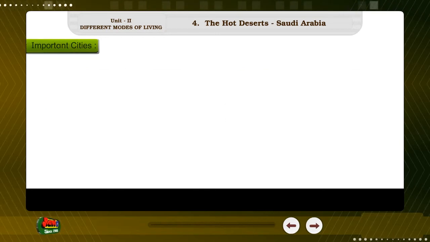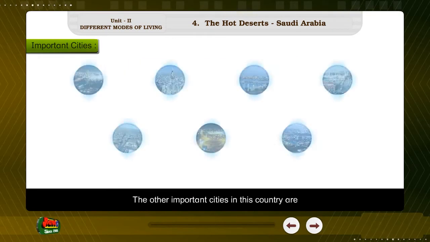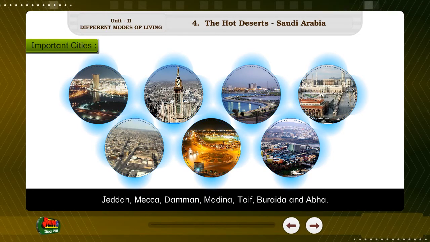Important cities. Riyadh is the capital of Saudi Arabia. The other important cities in this country are Jeddah, Makkah, Daman, Medina, Taif, Buraida, and Abha.